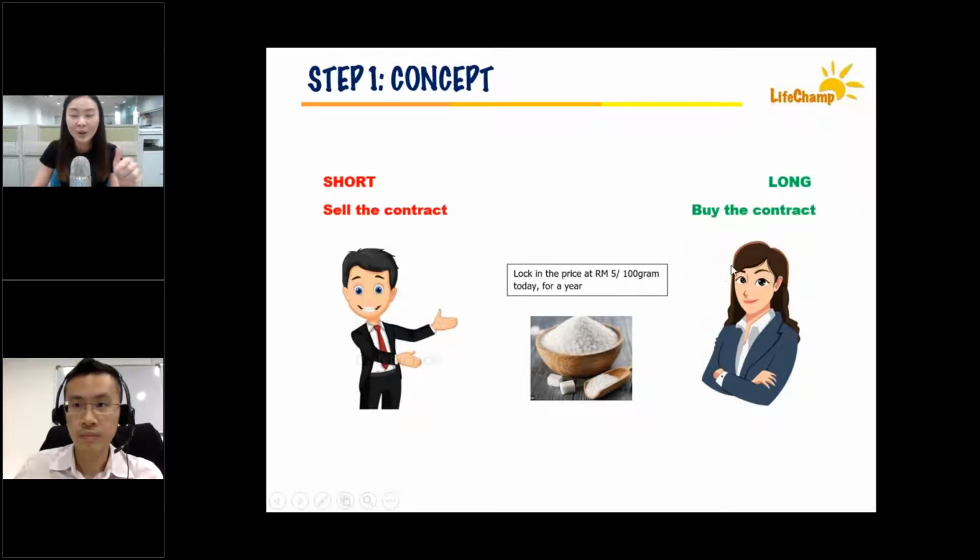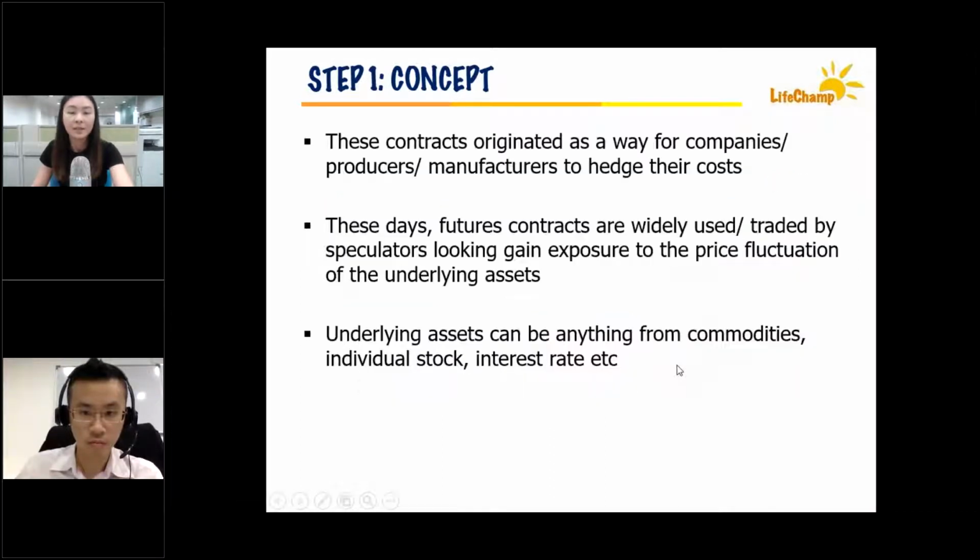So in this case, for Mary, the one who buys the contract, we say she is long the contract. For the seller, Mr. B, who sold the sugar to Mary, we say he actually sells the contract. So we call it short. So he shorts the contract to Mary. Okay, so this is essentially how the futures market works.